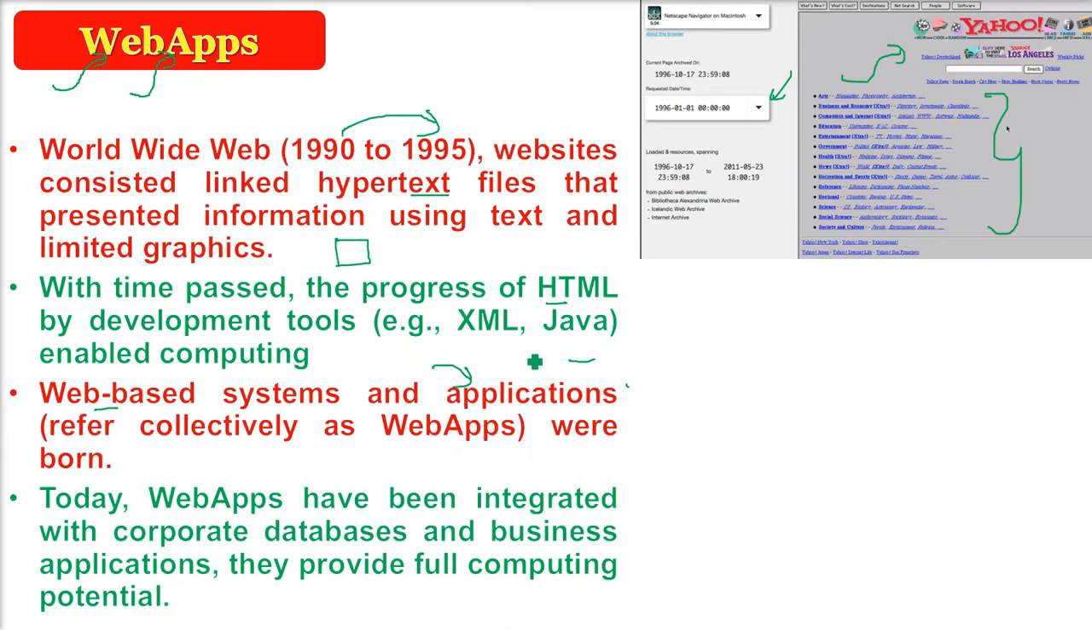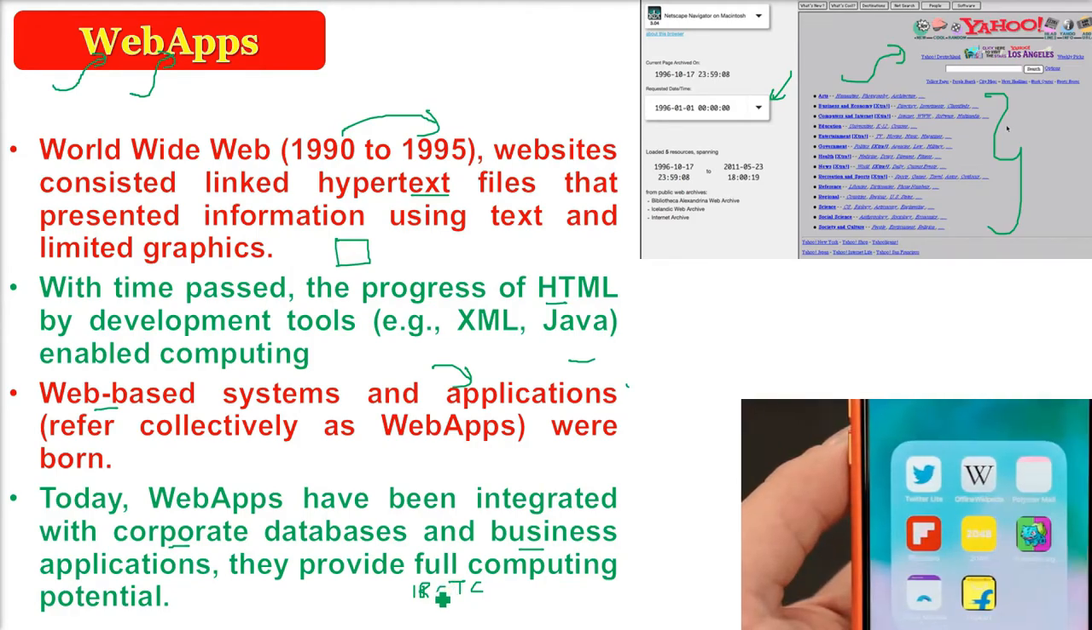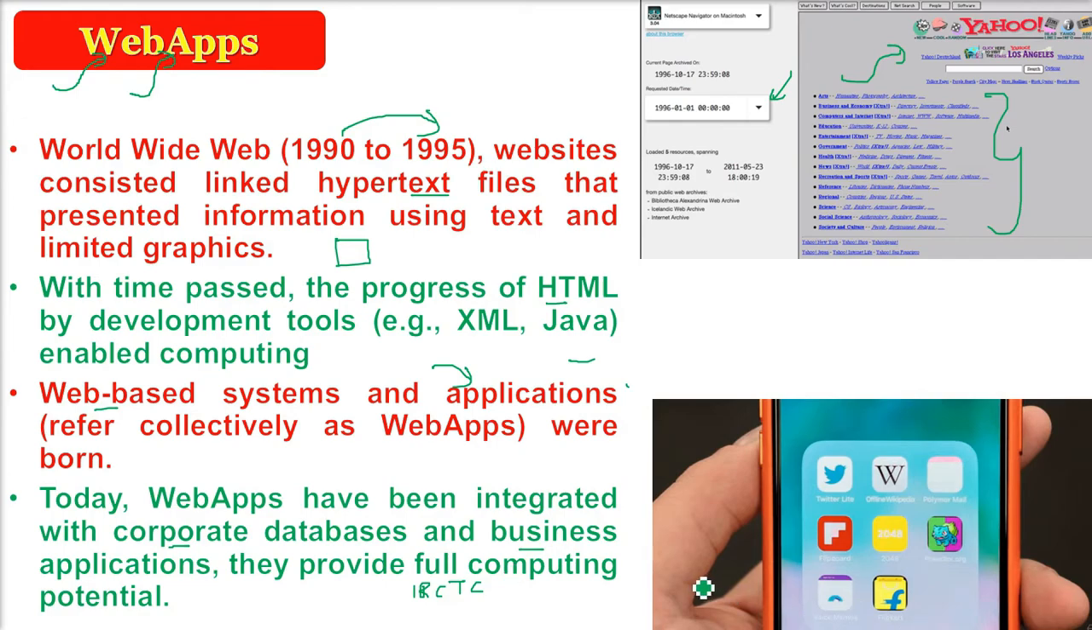So today we talk about web apps. They are not just simple web applications. They are being integrated with big, huge corporate databases. They are solving business applications. They are there for them. And they are providing the full computing potential. You have cloud computing, we have distributed computing. So many things are there. For example, IRCTC, this is the way we book railway tickets. I'm just giving an example that this kind of web apps is available. You have them in your hand on the mobile, and all the applications are there.